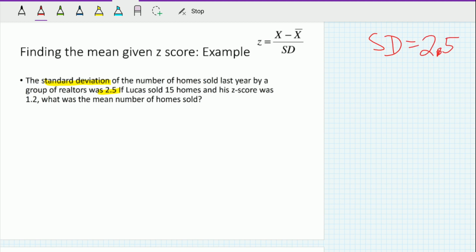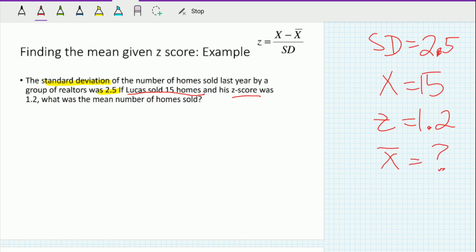If Lucas sold 15 homes, so this is how many homes Lucas sells, that means that's the raw score, 15. And his z-score was 1.2. So it's actually a very similar problem to the one before because we're looking for the mean. So let's go ahead, set up our equation, and then see if we can solve it.